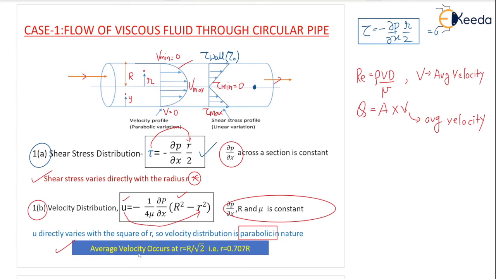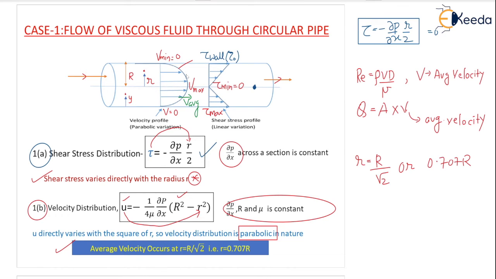You can say average velocity occurs at r equal to R by root 2. Very, very important, sir. r equal to R by root 2, or 0.707 of capital R. That means, where will the location of V average be? Look at the diagram here. I am drawing the location of V average. So V average will be here, average velocity.